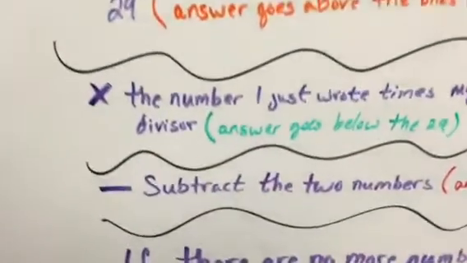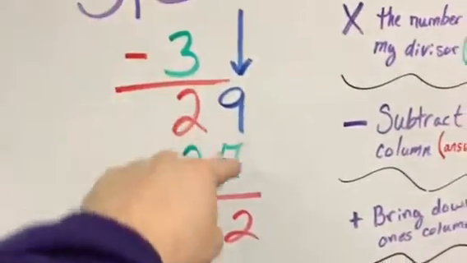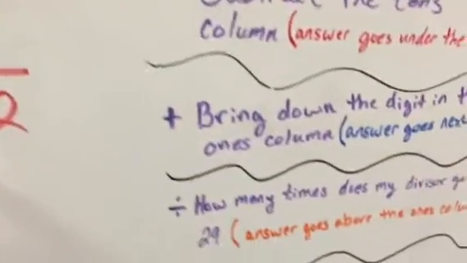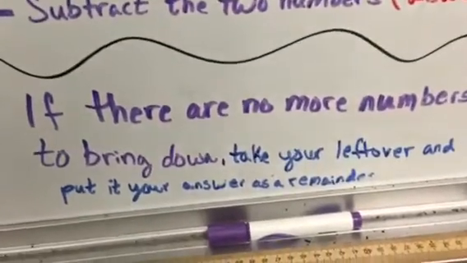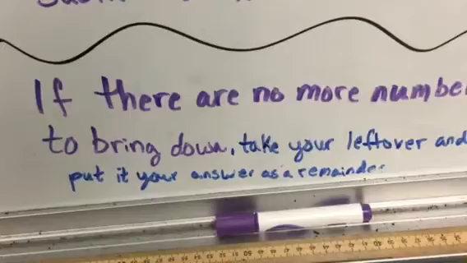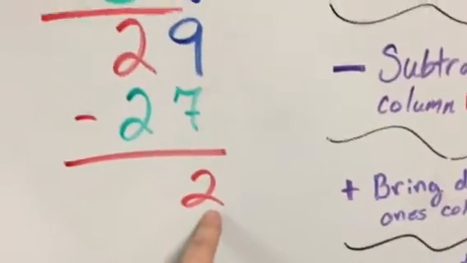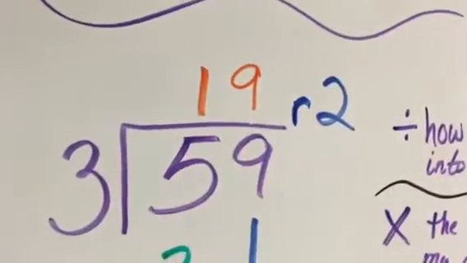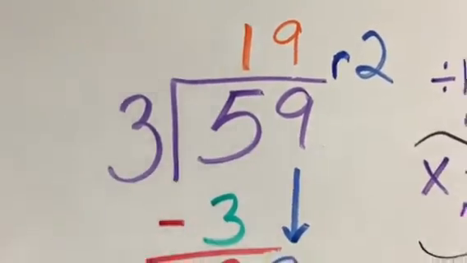Then I go to subtraction. Subtract the number. So 29 minus 27. 9 minus 7 is 2. 2 minus 2 is nothing. So I have 2. And then at this point, if there are no more numbers to bring down, take your leftover and put it next to your answer as a remainder. So for now, we're going to work with remainders. And so I take my 2 and I bring it next to my answer as a remainder. So my answer for 59 divided by 3 is 19 remainder 2.